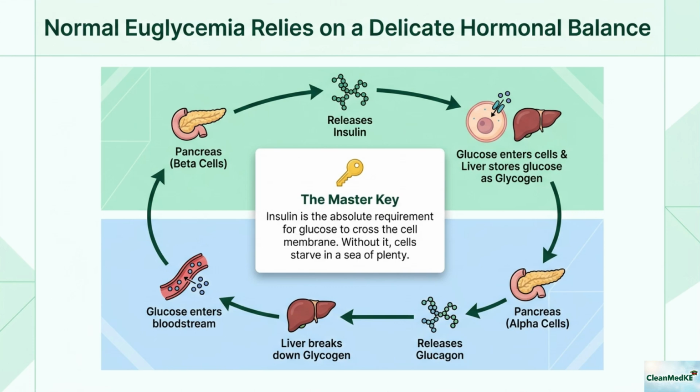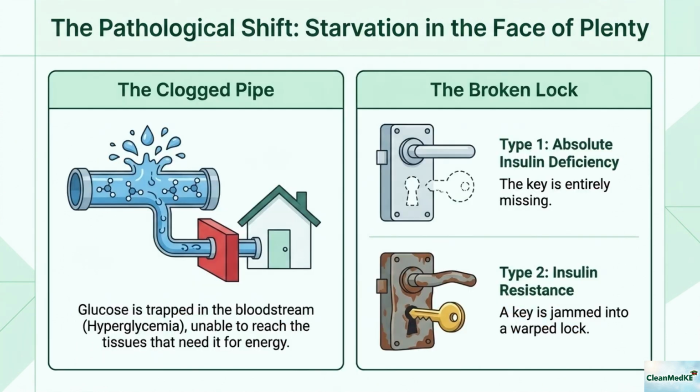To understand diabetes, we must first understand normal glucose balance, or euglycemia. In a healthy body, the pancreas acts as the regulator. When blood sugar is high, beta cells release insulin, which acts as the master key, allowing glucose to enter cells for energy. When blood sugar drops, alpha cells release glucagon, signaling the liver to break down stored glycogen and restore balance. In diabetes, this delicate balance shifts, leading to starvation in the face of plenty.